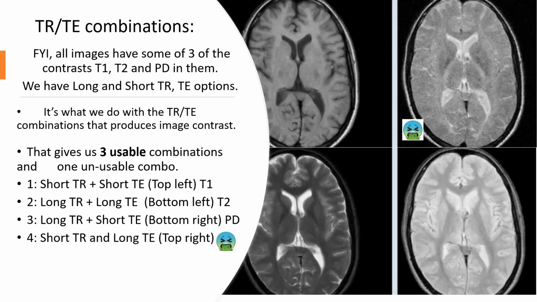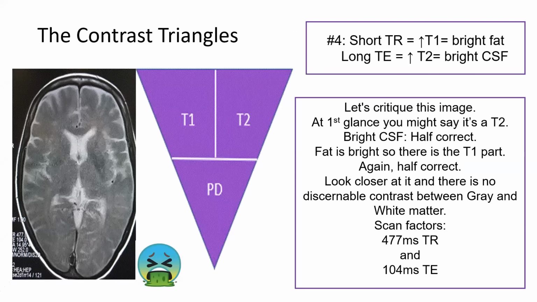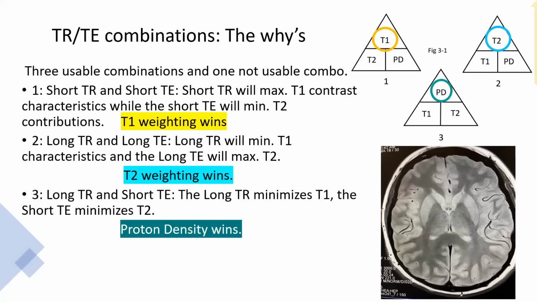So what happens is you get something that looks like this. I'll go back, guys, don't worry. Slides got out of order. So here's the short TR to maximize T1, and a long TE to maximize T2. You maximize two of them, nobody wins. That's pretty terrible. Hopefully you don't hand in images like that. You'll get the phone call from the radiologist saying, what the heck are you doing over there?